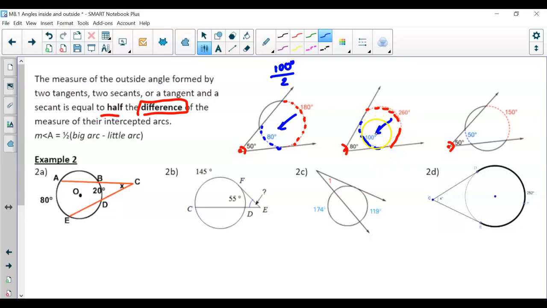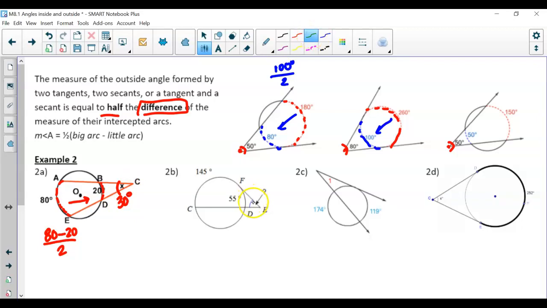So here, 260 minus 100 is 160, divided by 2 is 80 degrees. So again, we're going to find the measure of that angle by halving the difference of the two arcs that are intercepted, created by the two lines. So here, for example, we're looking for angle x. This angle is creating the two arcs given, which is the 20 degrees and the 80 degrees. So we are going to subtract 80 minus 20 and halve. That is how the angle is 30 degrees, 60 divided by 2.